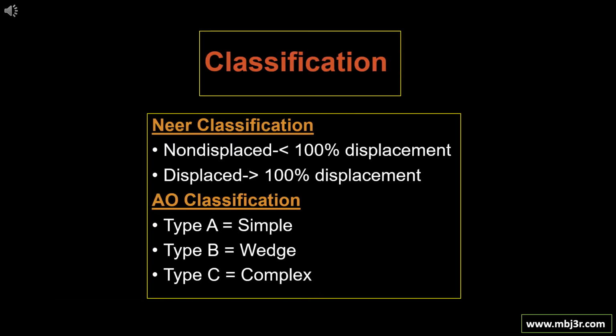Classification. There are two classifications for clavicle shaft fractures. Non-displaced, it is less than 100% displacement. Displaced, more than 100% displacement. It is a Neer classification. Here classification: type A simple, type B wedge, type C complex fractures. There is one more classification for lateral one third of the clavicle fractures by Neer. They classify into 1 to 6.